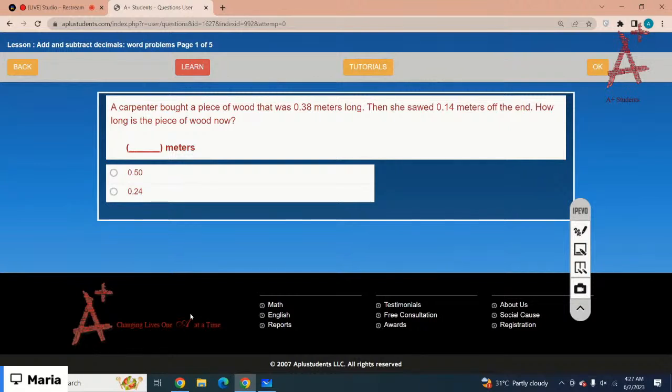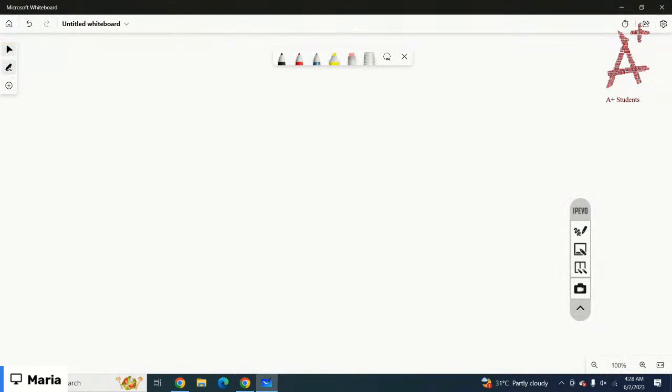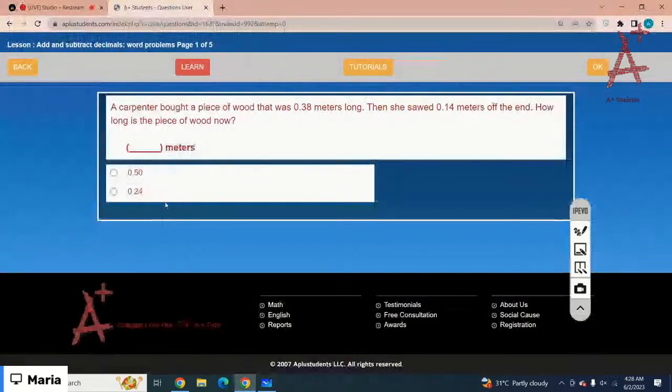So originally it was 0.38. Got it? That means you have to subtract 0.14. You have to look how long is the piece now. So you have to do 0.38 take away 0.14. Got it? It would be 0.38 take away 0.14. So 8 take away 4 is 4, and 3 take away 1 is 2. So it would be 0.24. Got it? That means now it would be left 0.24.